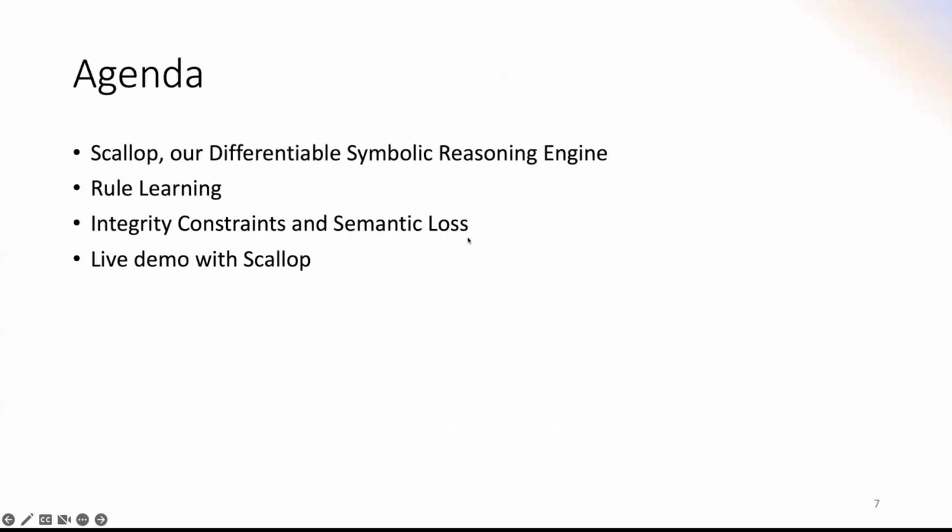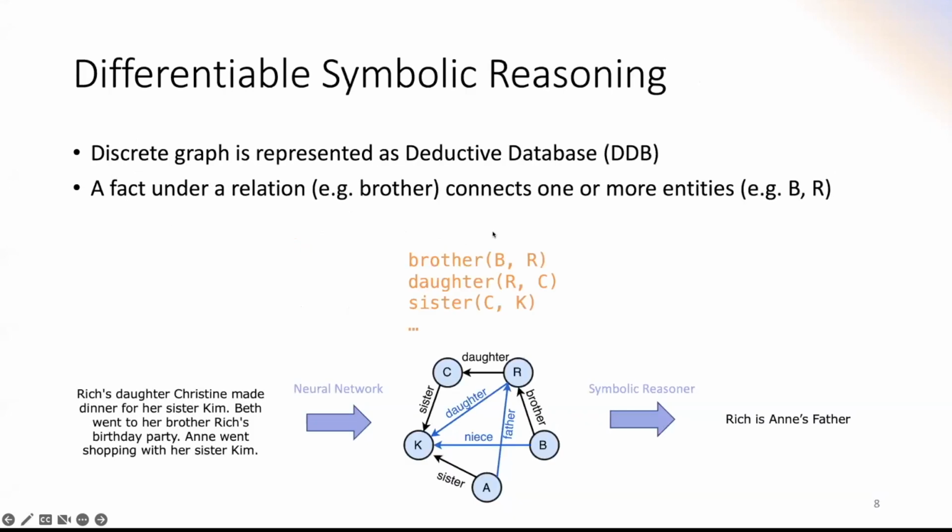Yeah, right, that is our agenda. So first of all, we are going to talk about this differentiable reasoning. Traditionally, we have discrete graphs represented using deductive databases, or DDB. Here we represent a fact using a relation connecting entities. So in this case, we have B and R connected by the brother relationship, and then R and C connected by the daughter relationship, right?